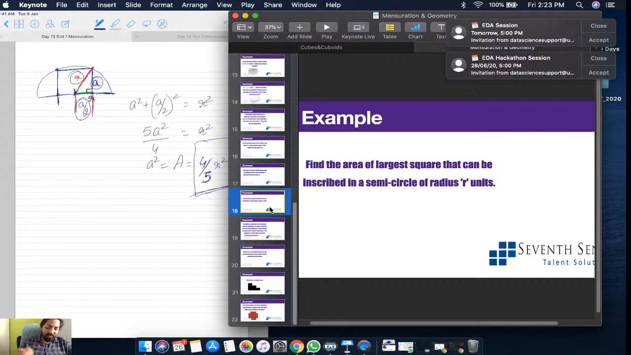Can you do this same question? I hope you understood this kind of problem right now. I'll show you one more problem. Why don't you do this for a full circle?